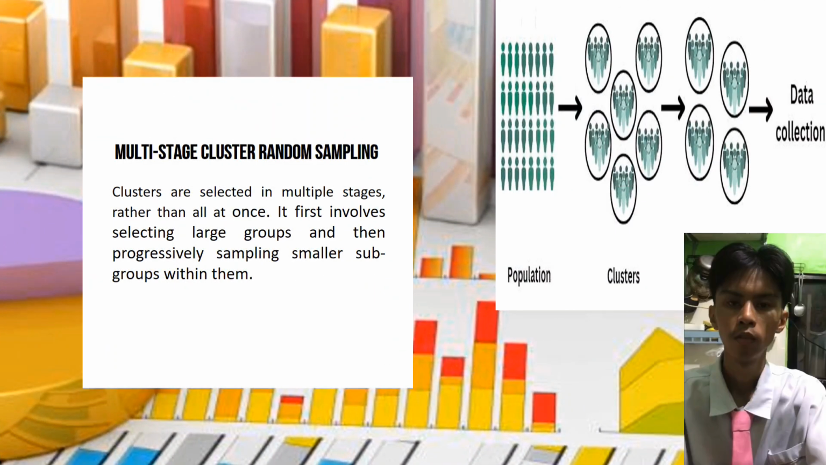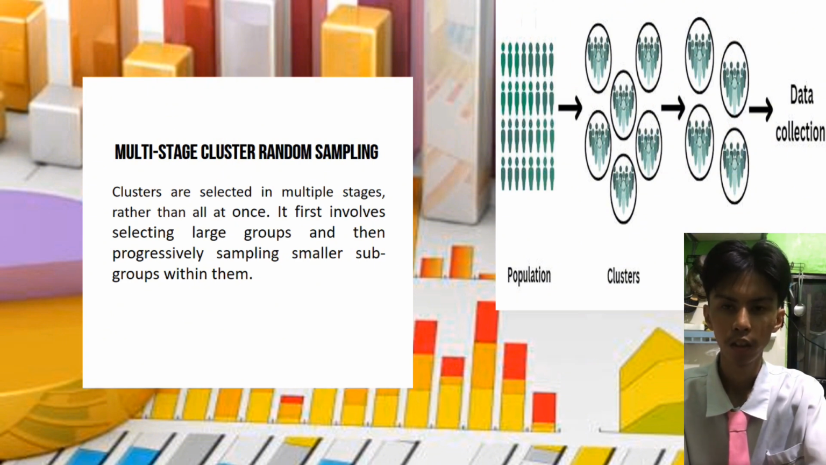Clusters are selected in multiple stages, rather than all at once. It first involves selecting large groups and then progressively sampling smaller subgroups within them. Only selected individuals from the clusters are chosen as participants. Example, studying students' performance in a country.